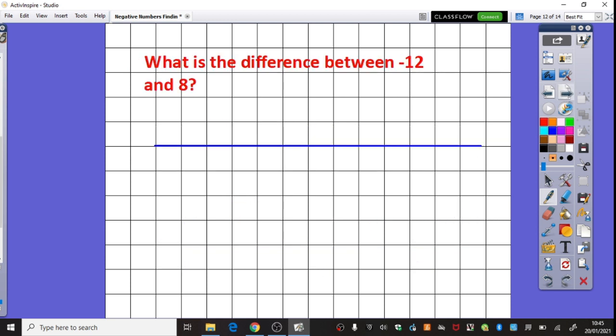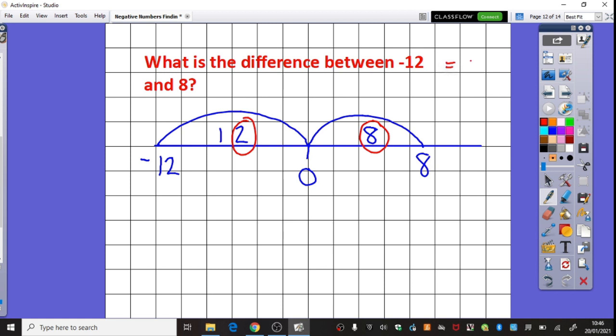Okay, so a couple more here then, slightly larger. Minus 12, and we want to get to 8. Same as before. How many to get to 0? That's 12. How many from 0 to 8? That's 8. 12 add 8. Oh, nice little number bond there to make a 10. So 12 add 8 is equal to 20.